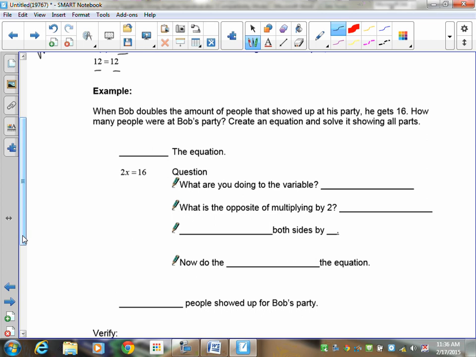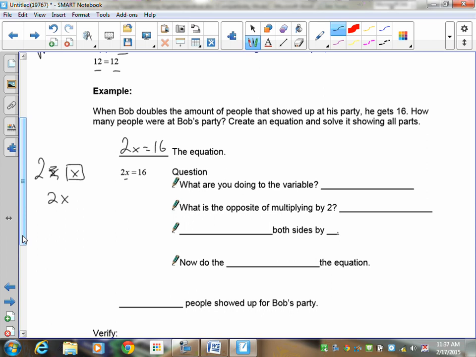So we've got 2x is equal to 16. I gave you the equation, so it's pretty easy for you to figure out. What am I doing to the variable? Remember that 2x is the same as 2 times x. This is why we don't use the multiplication sign. Is this 2 times x, or is this 2xx? This is why we get rid of this part and just slide them together. So 2x is equal to 16.